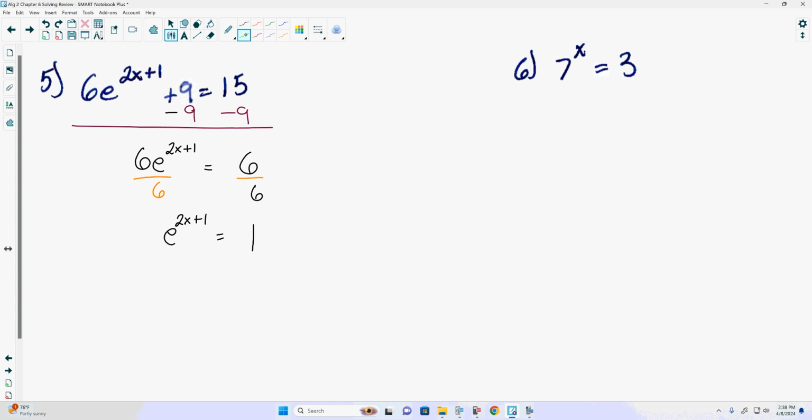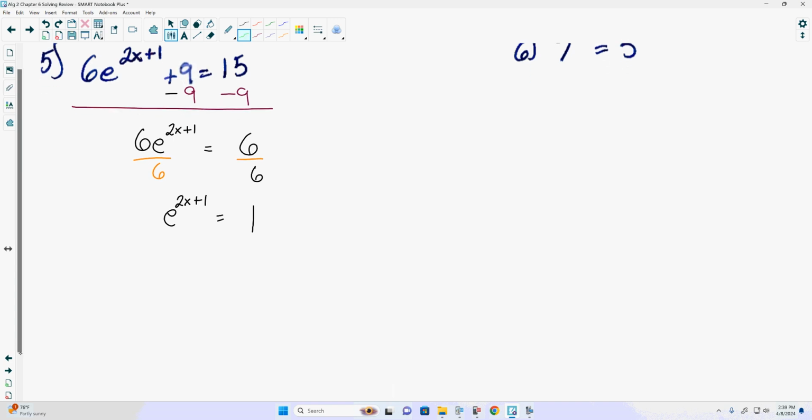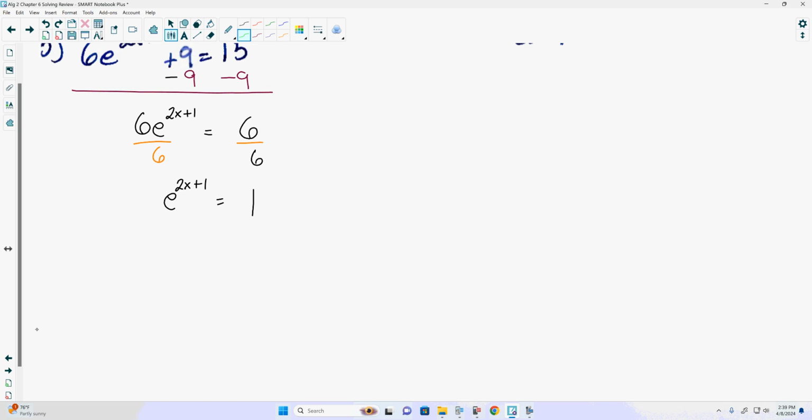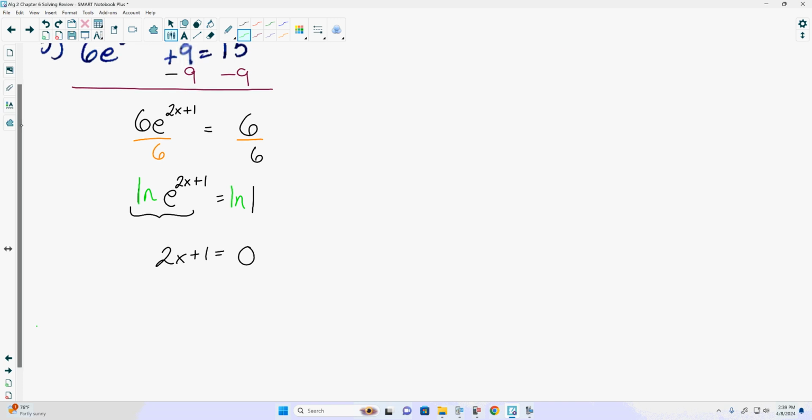Questions on how we got e by itself? What do we need to do to get the variable out of the exponent? We need to apply a logarithm, specifically the natural log of both sides. Because the natural log of e to the 2x plus 1 is going to reduce to 2x plus 1. And the natural log of 1 is 0. So this one actually does work out nicely.